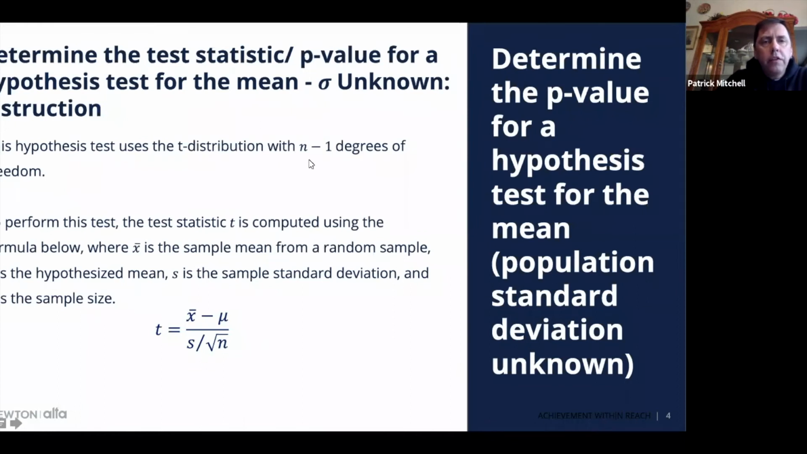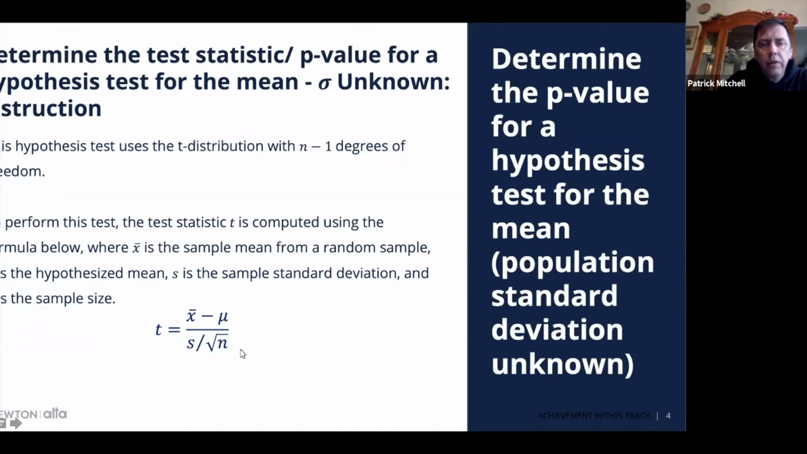So this hypothesis test uses the t-distribution with n-1 degrees of freedom. To perform this test, the test statistic t is computed using the formula below, where x bar is the sample mean from a random sample. Mu is the hypothesized mean. Remember, that's the mean that appears in the null and alternative hypothesis. S is the sample standard deviation, and n is the sample size.